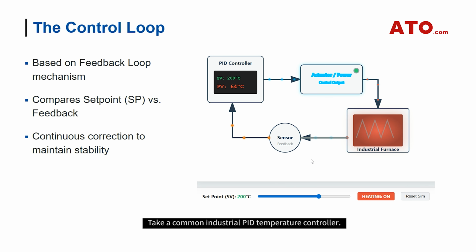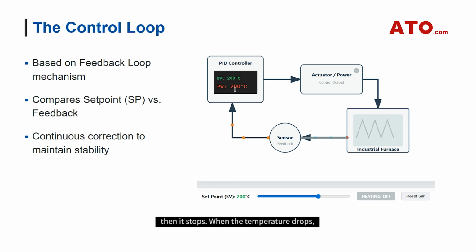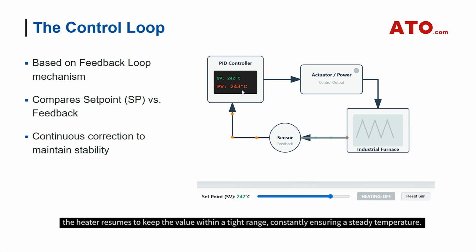Take a common industrial PID temperature controller. After setting the target, the heater runs until the sensor feeds back that the temperature is reached. Then it stops. When the temperature drops, the heater resumes to keep the value within a tight range, constantly ensuring a steady temperature.